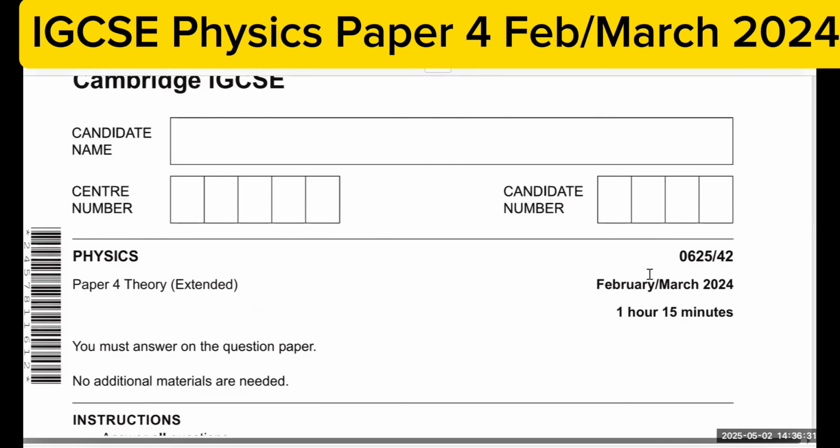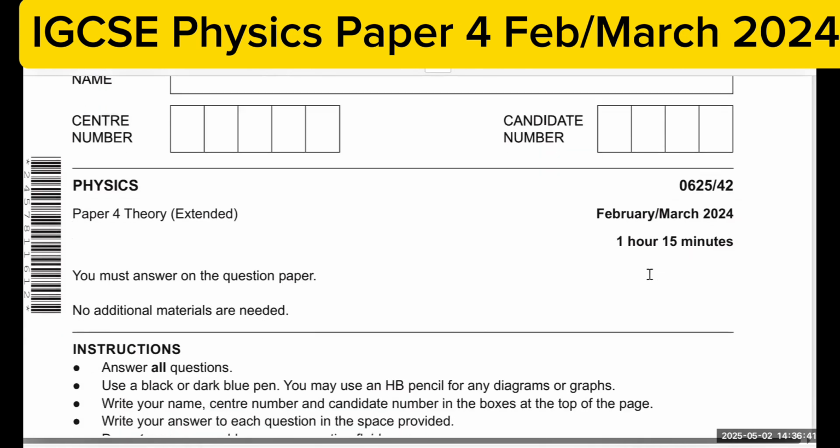Hello dear students, today we'll solve the latest paper, that is February-March 2024 variant 2, because in February-March 2024 there is only one paper, so that is variant 2.